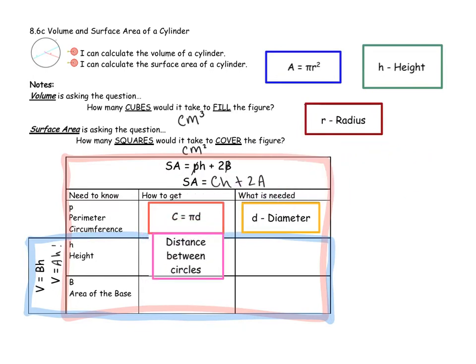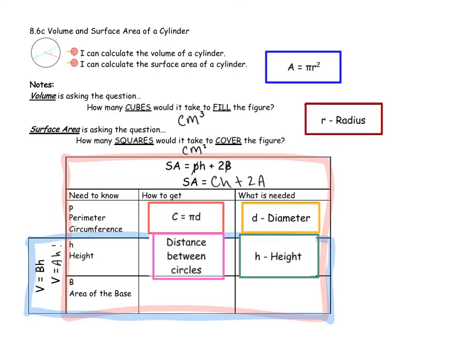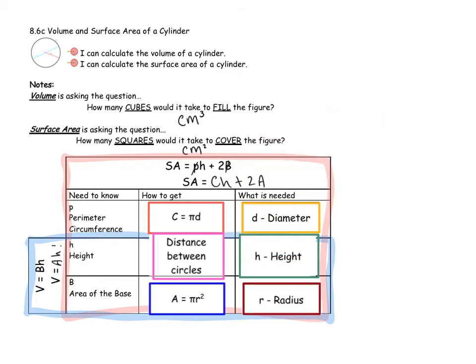Remember, the height is the distance between the circles. The distance between the circles could be a vertical distance, it could be a horizontal distance, just depending on the orientation of your cylinder. The distance of the bases is just the height. Sometimes that's given, sometimes you have to do some calculation to figure it out, and you're going to see that today. The next is the area of the base. Well, the base is a circle, and so we use the area formula, pi times the radius squared. And remember, squared means you take radius times radius, okay? And so we need the radius.